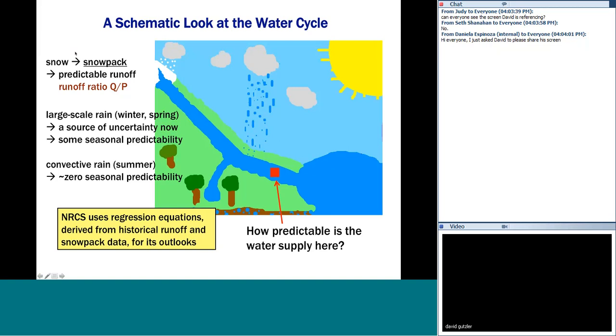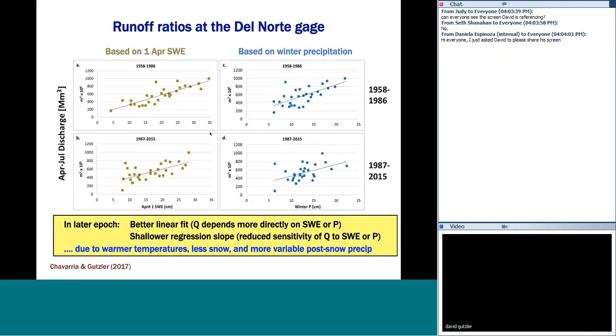So if we want to understand how this system works with an eye toward long-term projections or year-to-year predictions, we need to think about snowpack as the signal, and the snowpack is decreasing, and rainfall as the noise, and the relative importance of the rainfall has been increasing in recent decades relative to the snowpack. I can try to quantify that by looking at this set of runoff ratios that are calculated in several different ways. There's a lot here, and I want to just fly through the key parts.